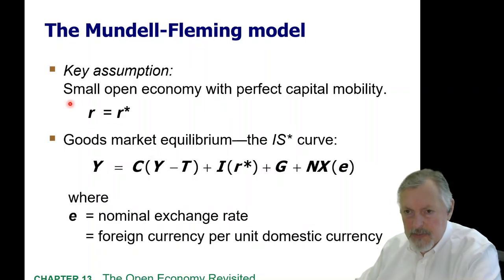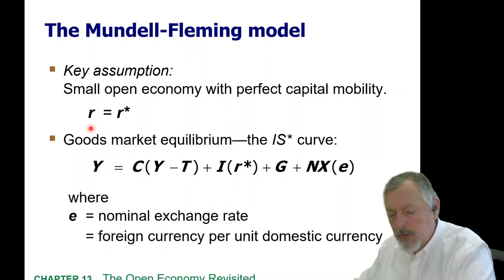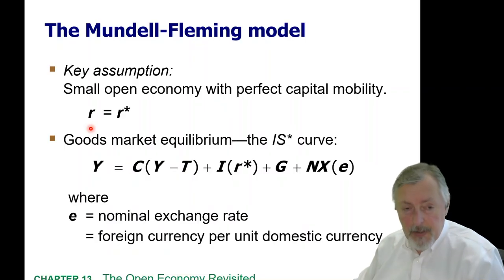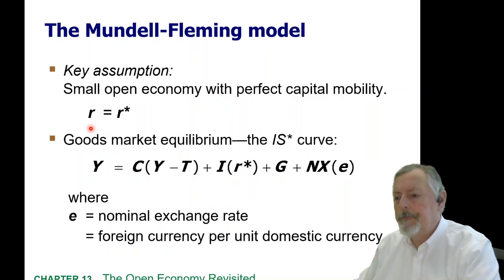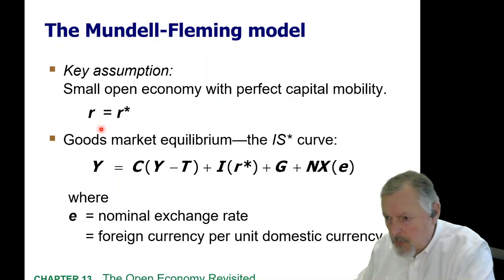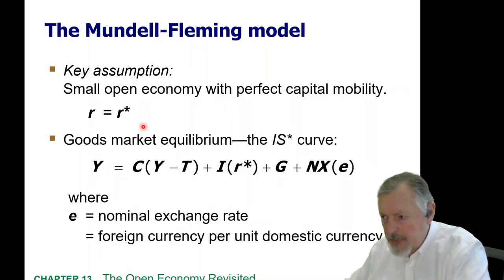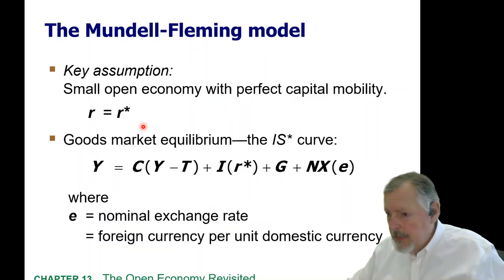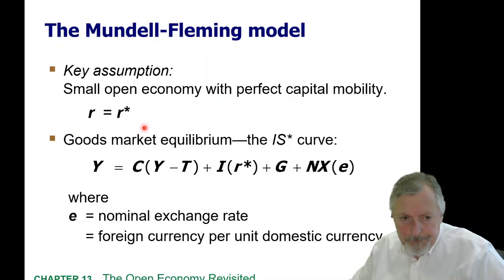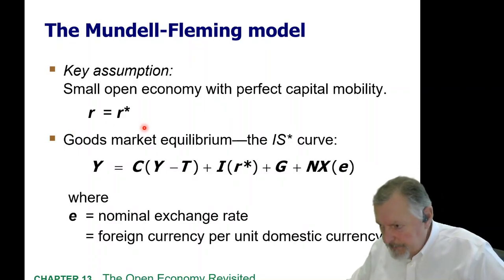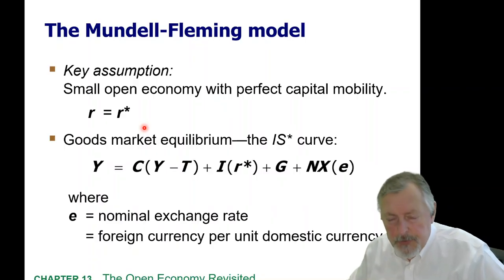Here, R represents the domestic equilibrium interest rate. In ISLM, that was the only interest rate. But since we are in a world market now, R star represents the market interest rate in the international financial markets. Since our imaginary country has perfect capital mobility, the world and domestic rates will always be the same. They have to be, because if they weren't, there would be an arbitrage opportunity.